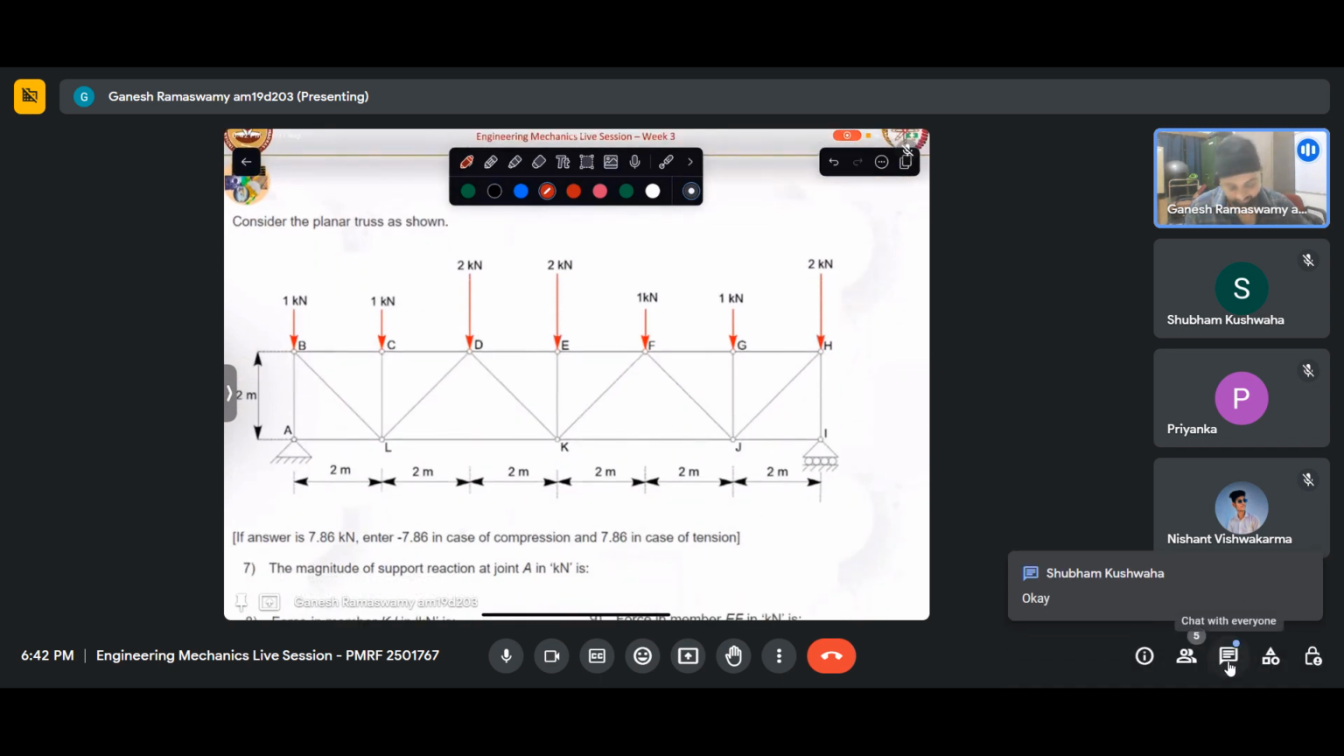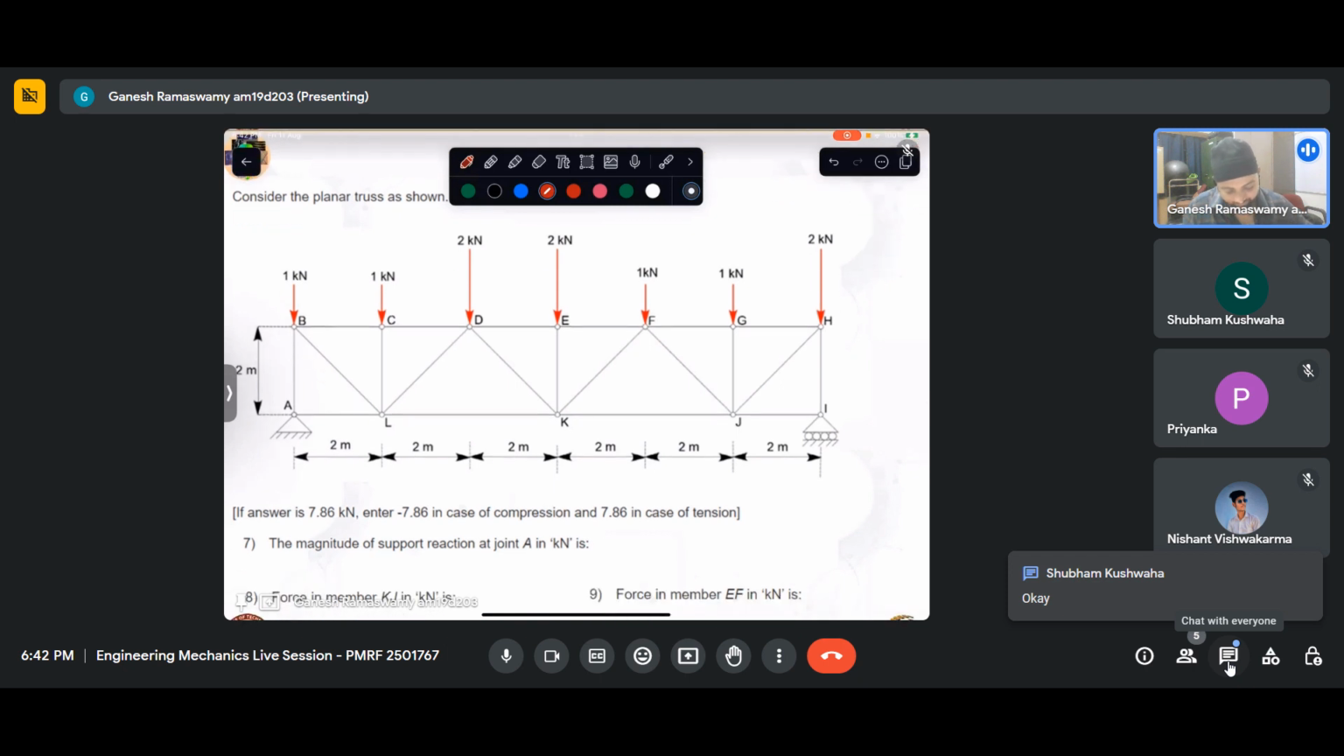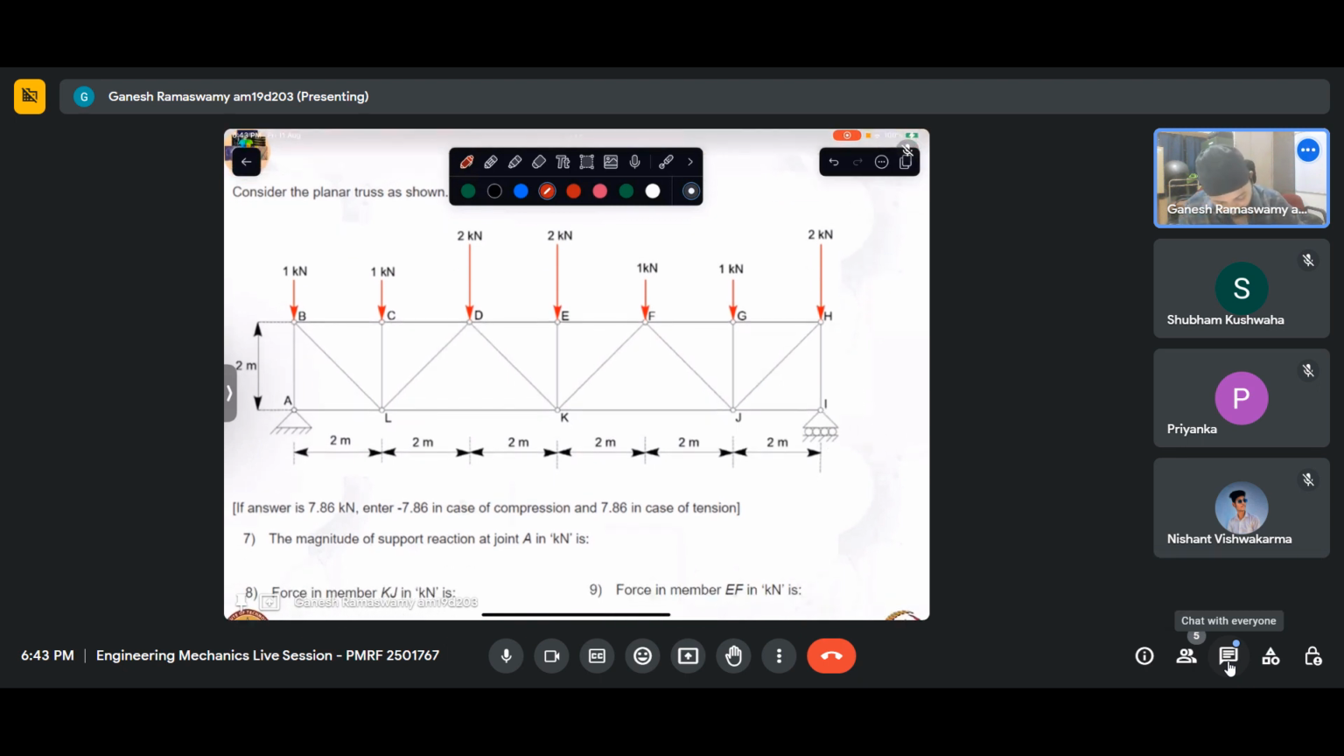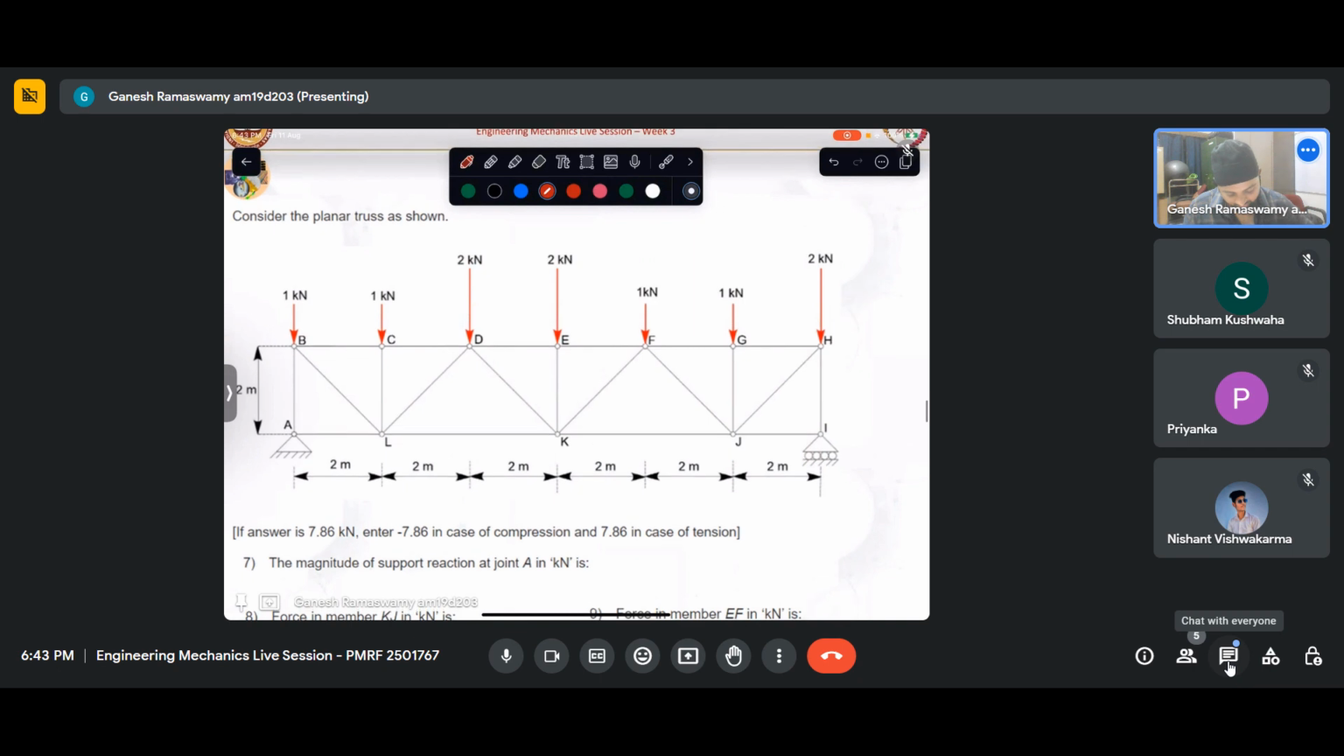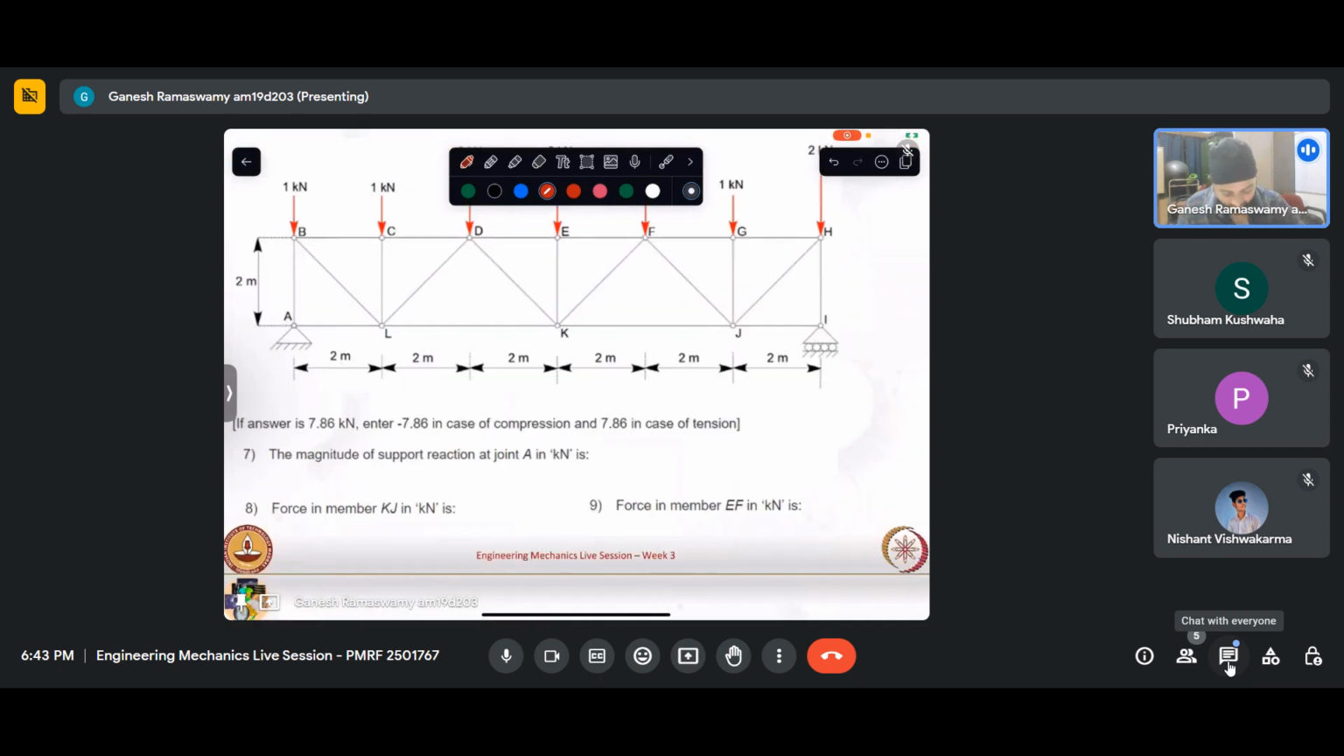Okay, thanks. So we have a planar truss which is loaded as shown. At one end we have a pin support, and at the other we have a roller, and we have been asked to report the answers in a particular fashion. If your calculator answer is 7.86, report it to be negative if your answer says that the member is in compression, and report it to be positive if you find that to be in tension.